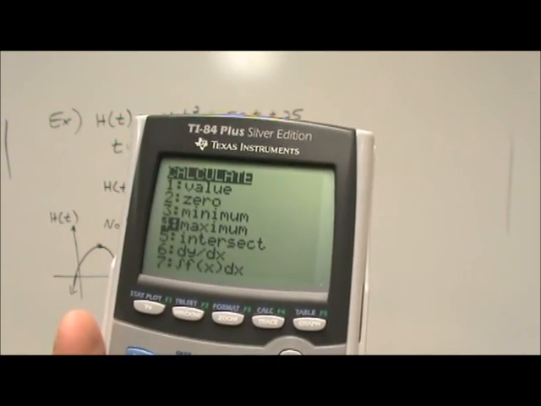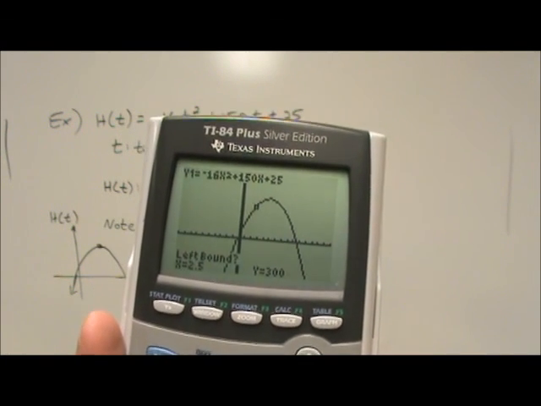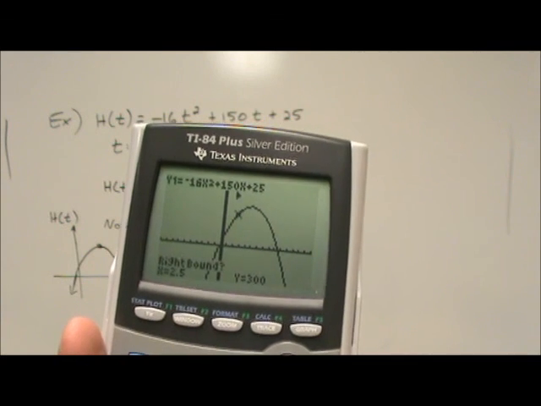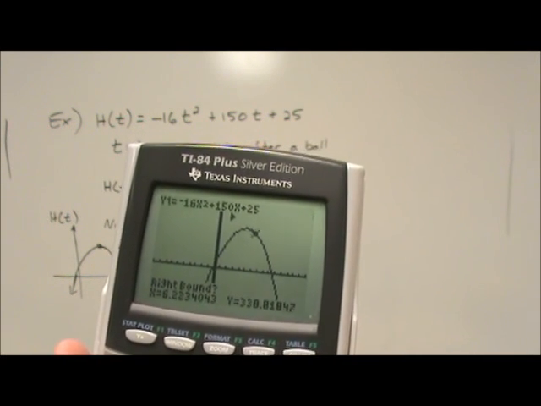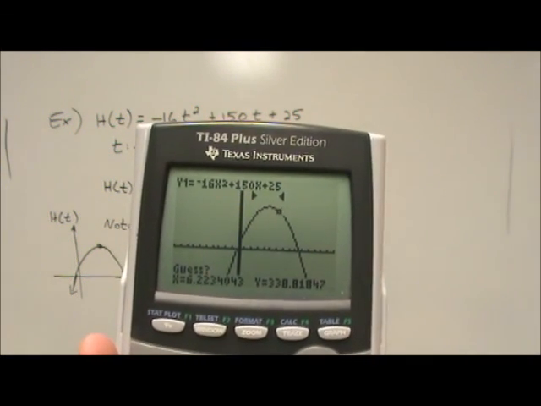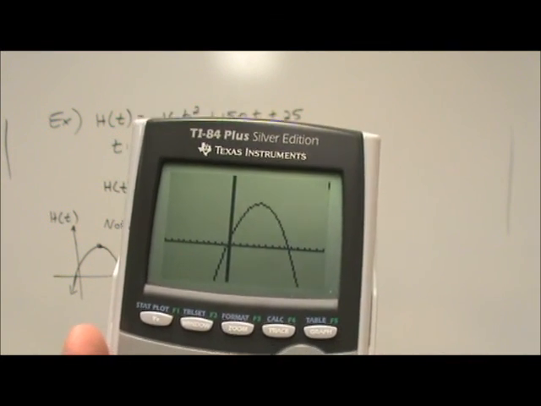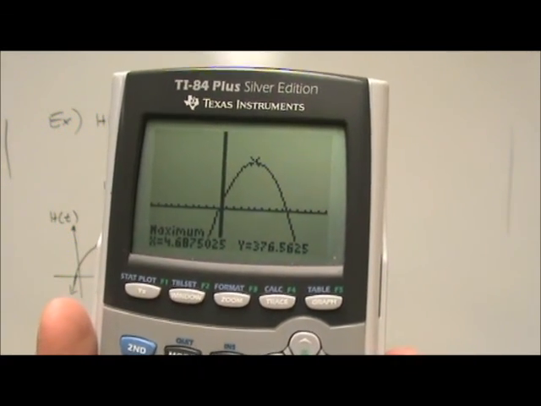We'll hit the max feature, and the calculator will ask us about the bound. So our left bound should be left of the top of the hill, so that's a good place right there. The right bound should be right of the top of the hill, anywhere right, so that's a good place right there. The calculator will ask us to guess, so we want to guess and start in between those two triangles, so we'll hit yes, and the calculator will give it to us. Let's round those coordinates to 2 decimal points.